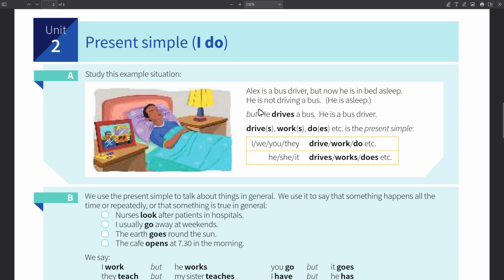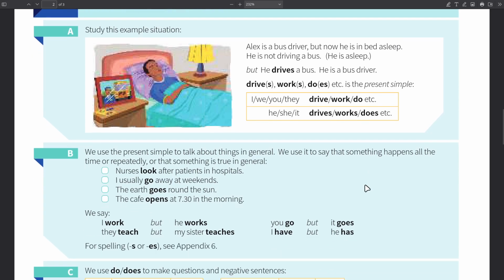This part is gonna depend on the type of verb. Okay, we're gonna see in a future lesson we have different types of verbs, like for example regular verbs or irregular verbs. Sorry. Okay, let's move on to section B to understand better.